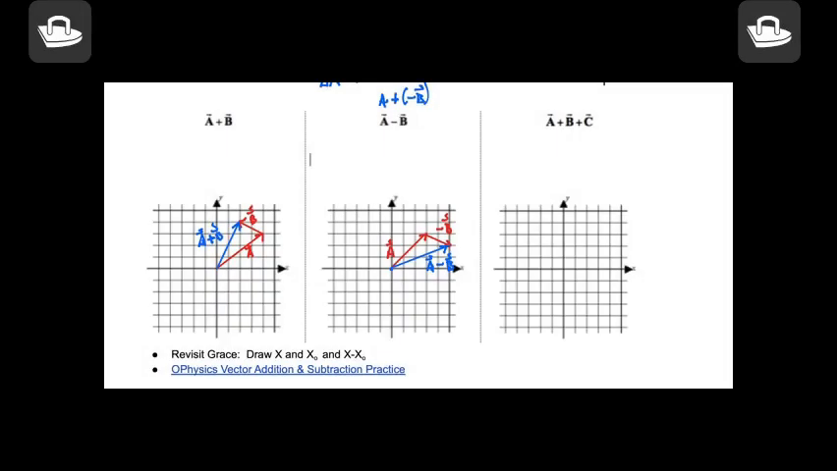Try something on your own. I know it's very tempting just to skip this whole part, but just as a check, I'd like you to try, again, using tip to tail addition, add all three of those vectors together. So pause the video, give it a shot, and then come back and check the answer.